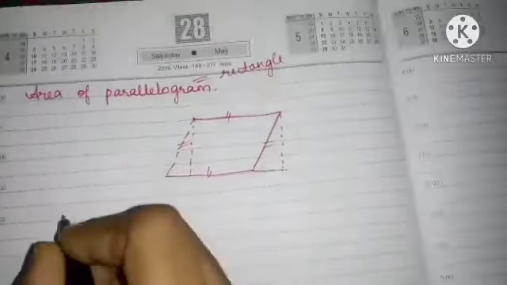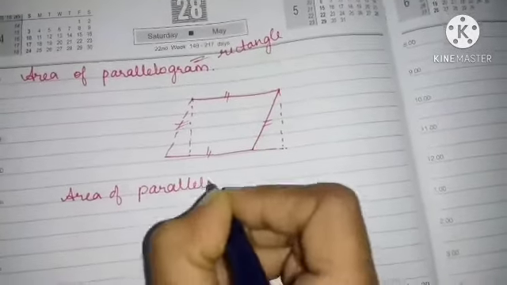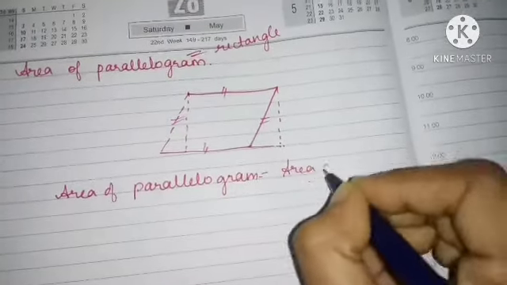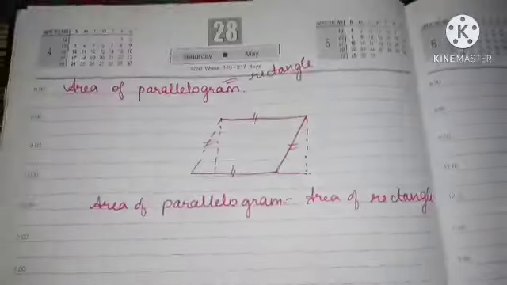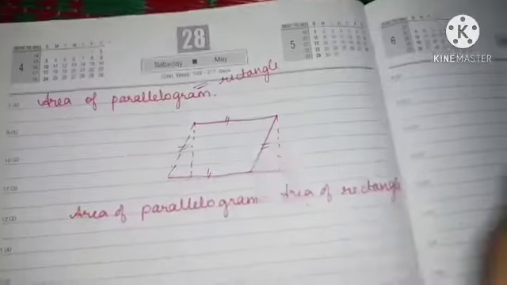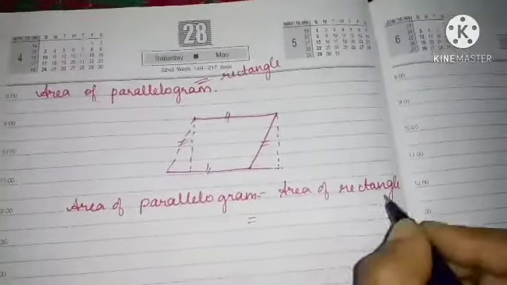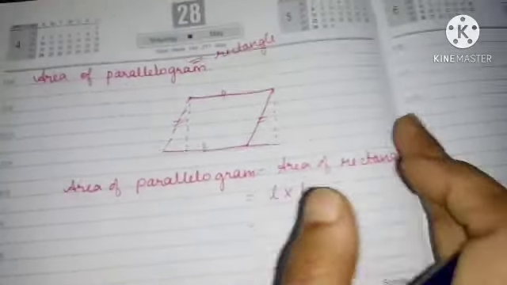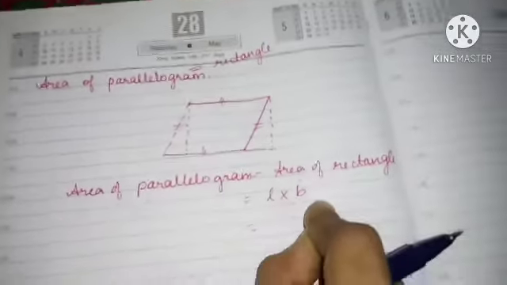So what will the area of a parallelogram be? It will be equal to the area of a rectangle, correct? Because both are the same in terms of sides; in a parallelogram and also in a rectangle, opposite sides are equal. So what is the area of the rectangle? L into B.